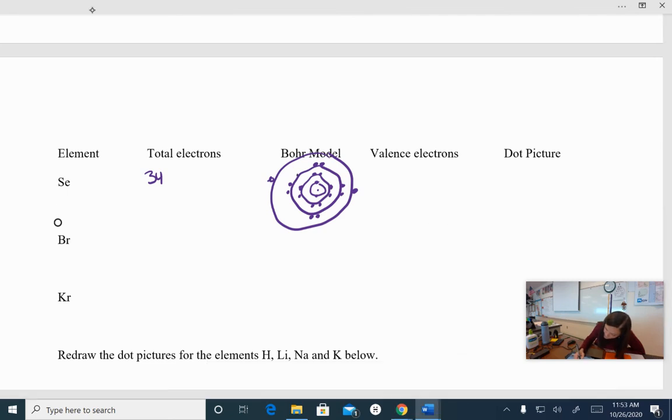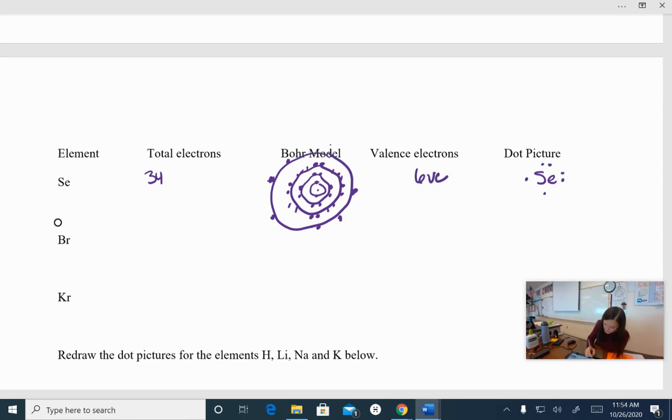And we'd put in the 10, 2, 3, 4, 5, 6, 7, 8, 9, 10. And then we will put in the rest. 1, 2, 3, 4. So selenium will have 6 total. 1, 2, 3, 4, 5, 6 valence electrons, which will give us a dot picture. 1, 2, 3, 4, 5, and 6.